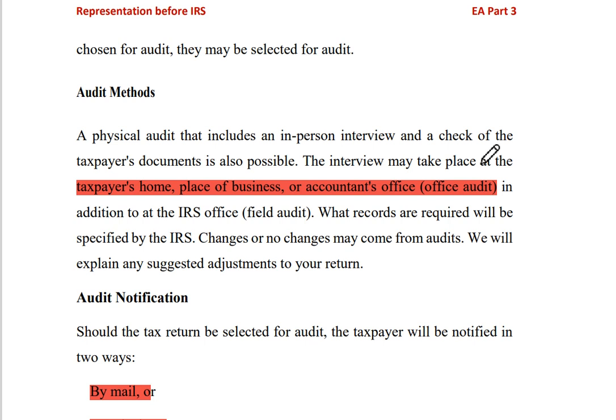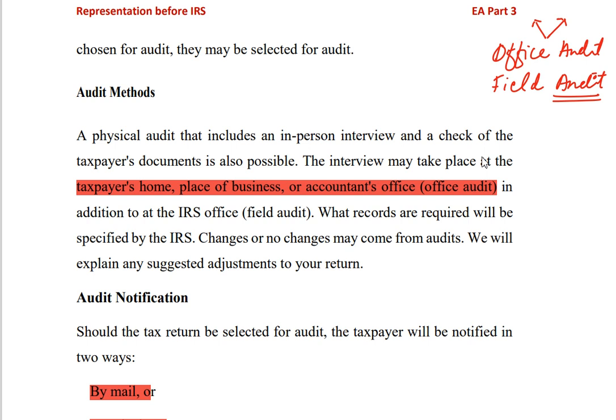Audits typically happen in the office of the IRS, which we call an office audit, or it could be a field audit. A field audit is typically time consuming, and it takes a lot of resources from the IRS to conduct. So oftentimes the IRS prefers an office audit. Now, this office audit could be by email correspondence or by telephone.